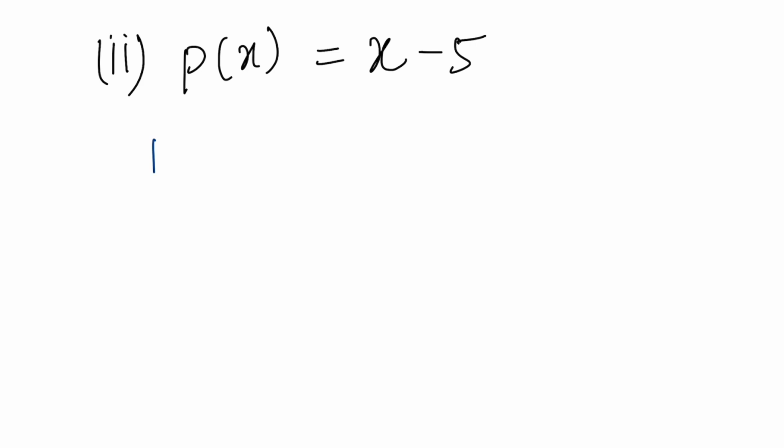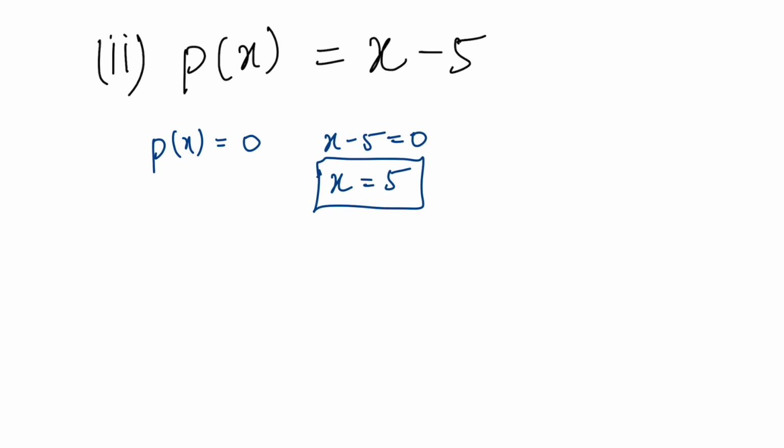Again, we are just going to equate p of x to 0. p of x equals 0, so that implies x minus 5 equals 0, and adding 5 on both sides gets you x equals 5. Or you can say you are bringing 5 to the other side, that becomes positive 5. So x equals 5, and that is the answer to this question. So 5 is a zero of x minus 5.